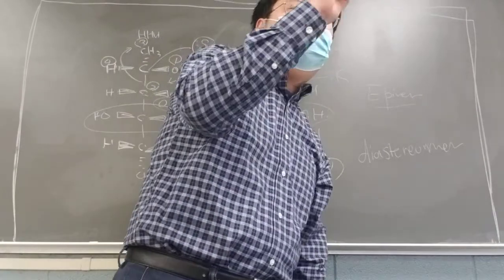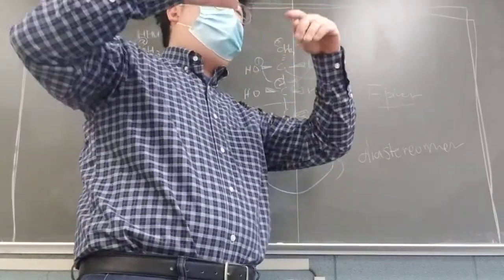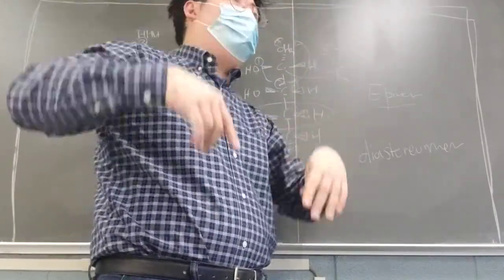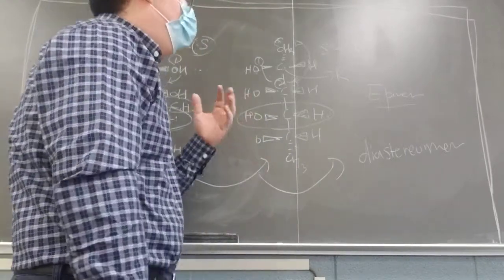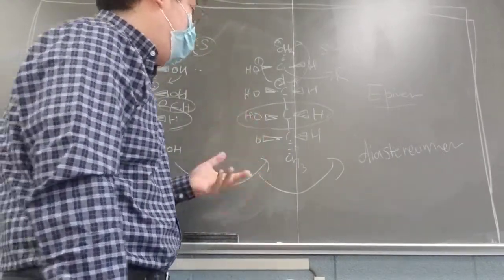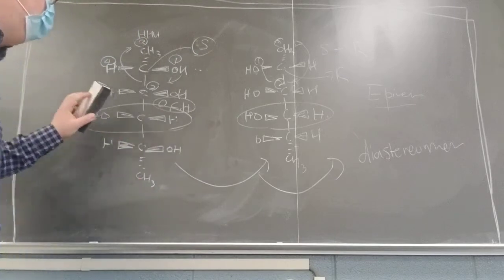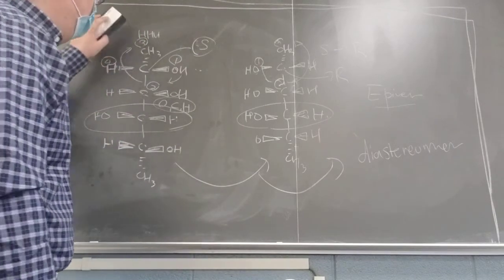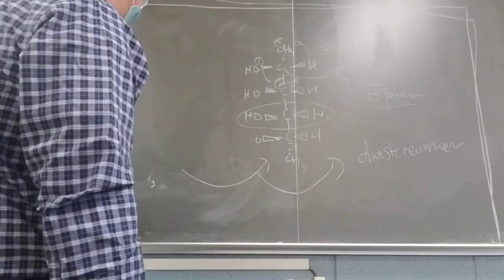If you have only one chiral center that's different from the other, but all the others are the same, that would be an epimer. I'll stop here, but this is a type of thing you can do here. So let me erase this one real quick.